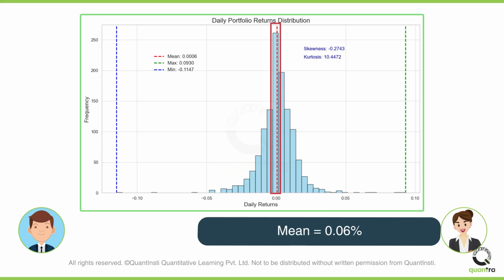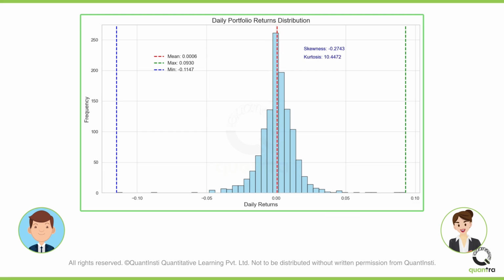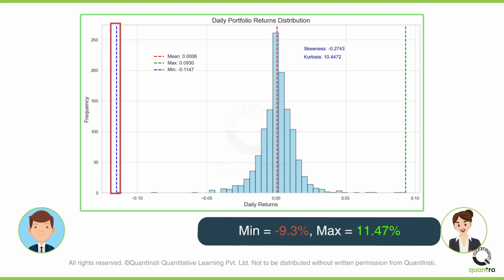Even though the mean daily returns are small, consistent mean daily returns could add to the cumulative growth of the portfolio. On the other hand, there are two extreme scenarios where on a single day the portfolio made a loss of more than 9% and a profit of more than 11% on another day.